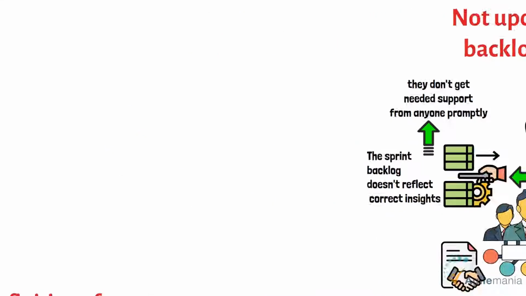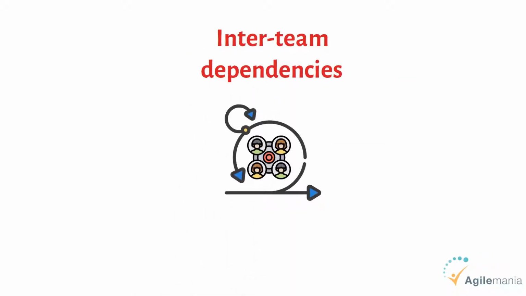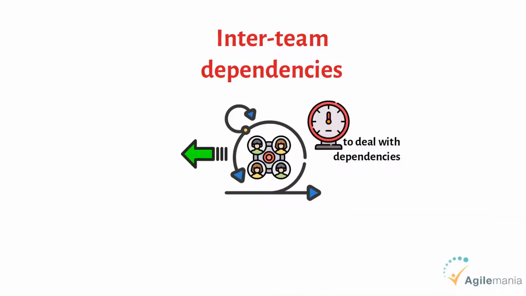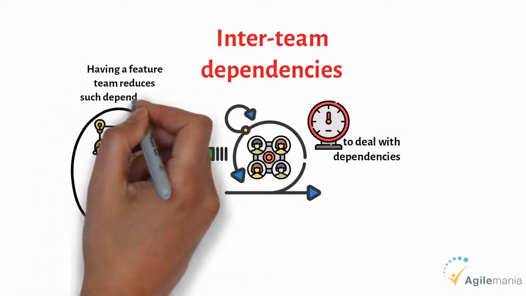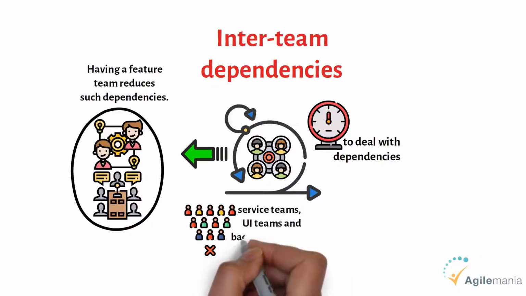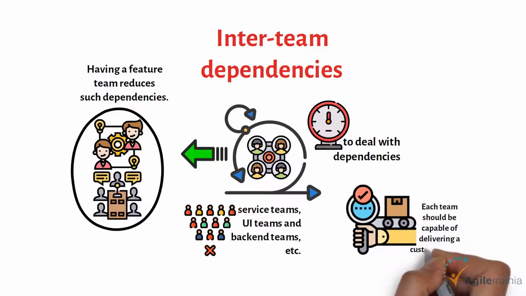Eighth, inter-team dependencies. While working in a multi-team Scrum setup, it is always challenging to deal with dependencies, where teams spend a lot of time in coordination and meetings. Having a feature team reduces such dependency. Also avoid component teams like service team, UI team and backend team, etc. Each team should be capable of delivering a customer-centric feature.